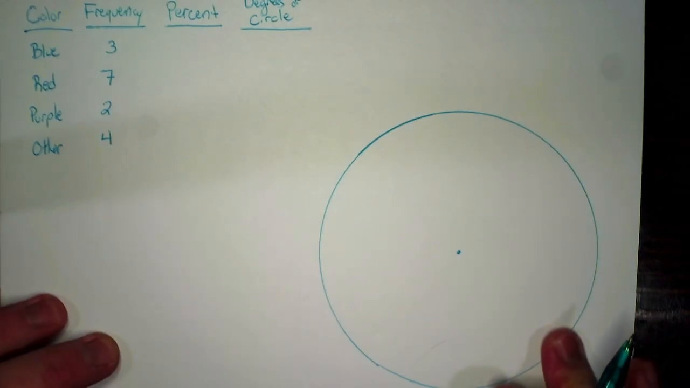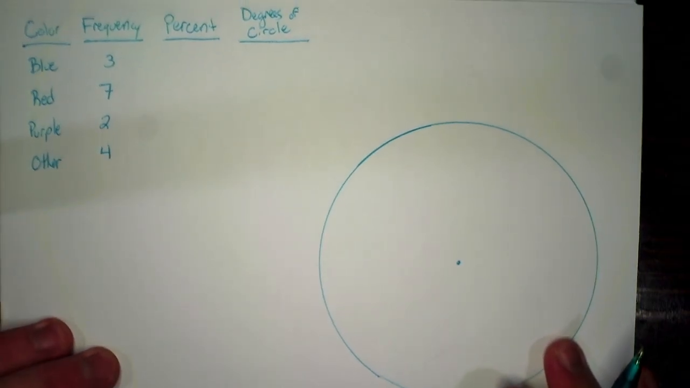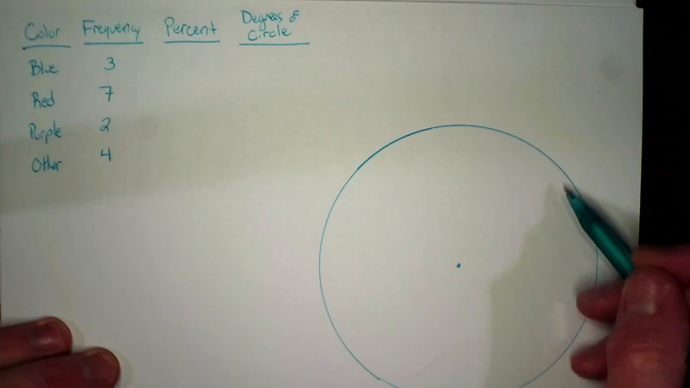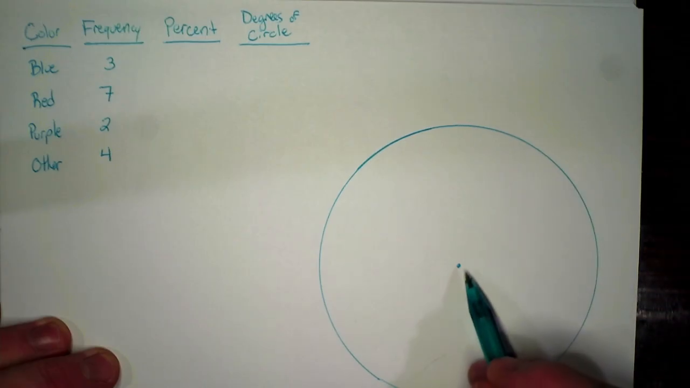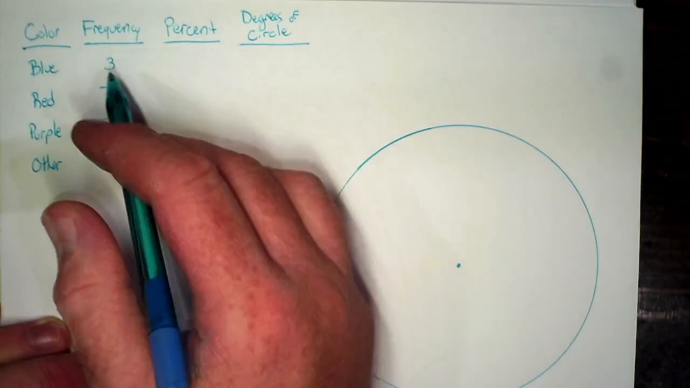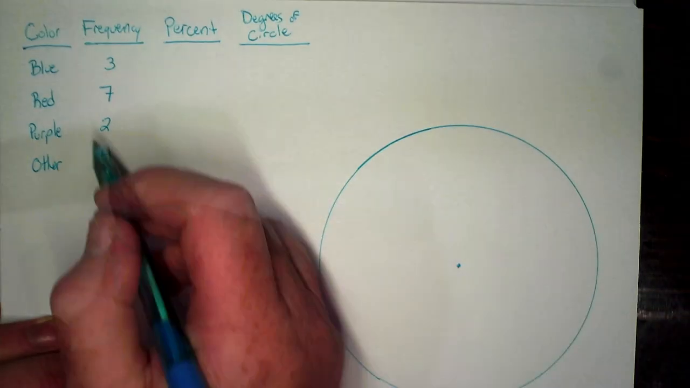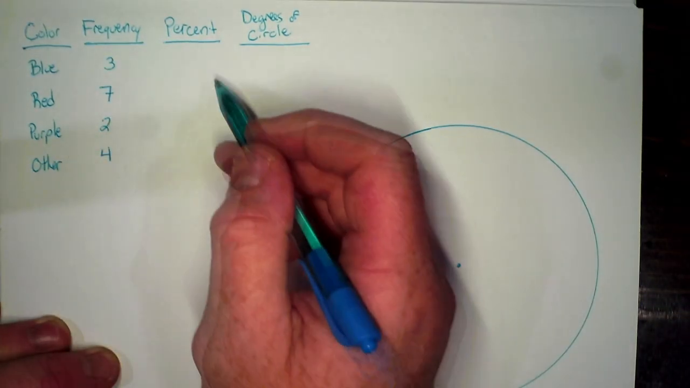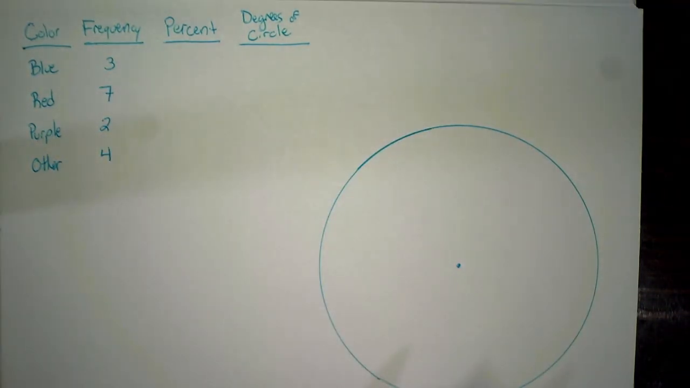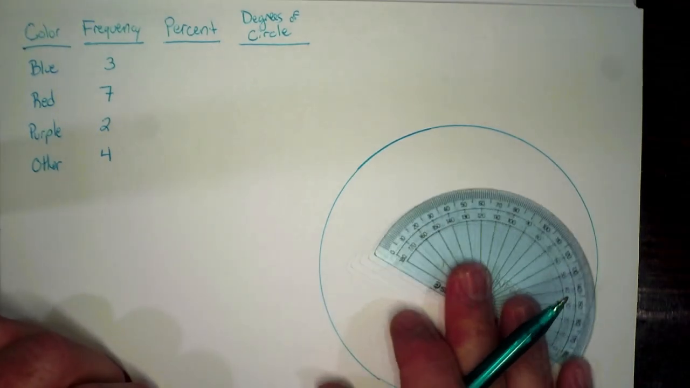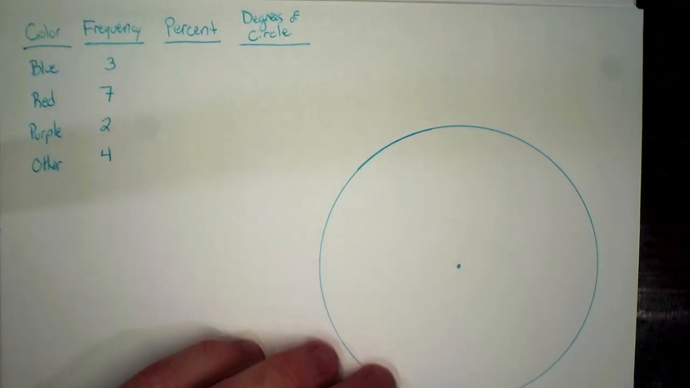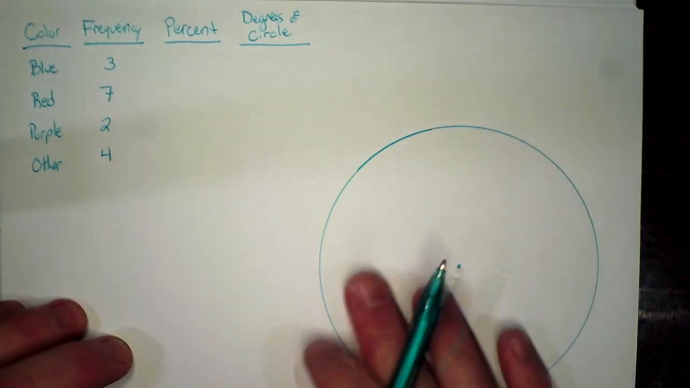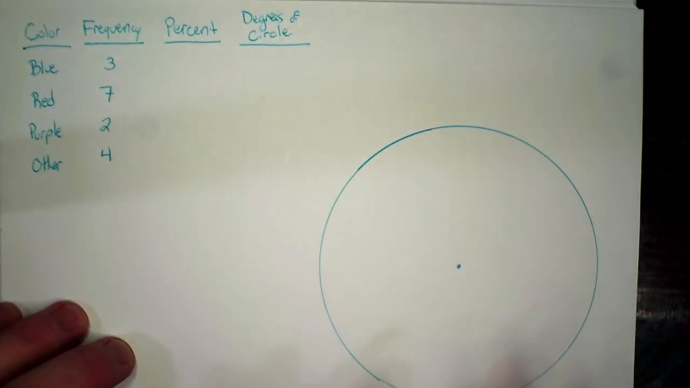Okay, now what we're going to do is fill out this chart up here and eventually section this off. But in order to do that, we need to know what percent of the circle each color gets. And then we need to turn that percent into degrees, and then we need to pull out our compass and use a protractor to fill out our circle. Here, let's get to it.